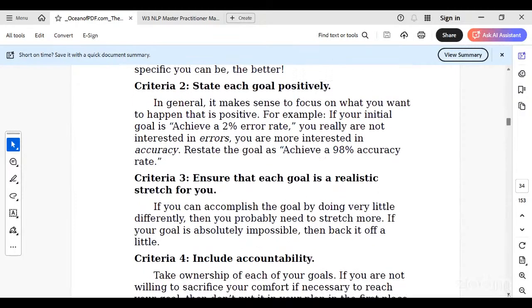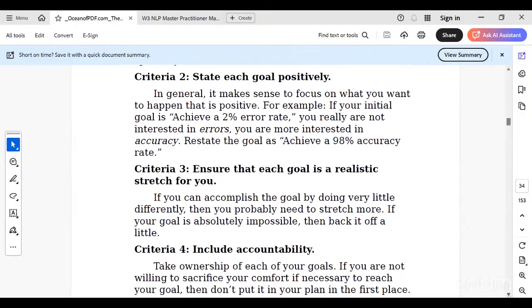Criteria 2, state each goal positively. In general, it makes sense to focus on what you want to happen that is positive. For example, if your initial goal is to achieve a 2% error rate, you really are not interested in errors, you are more interested in accuracy. So restate the goal as achieve a 98% accuracy rate, right? So maybe instead of losing 3 kilos, I would say I should weigh somewhere at 65 kgs should be my positive goal.